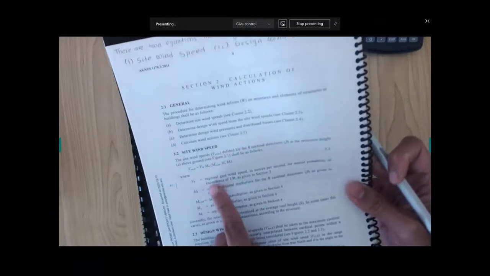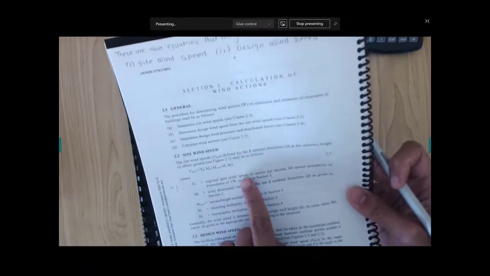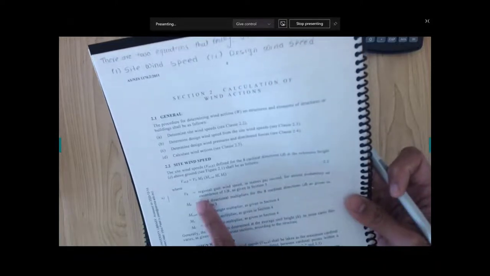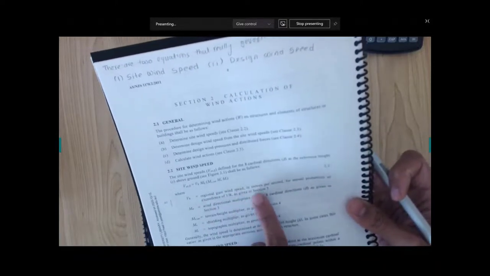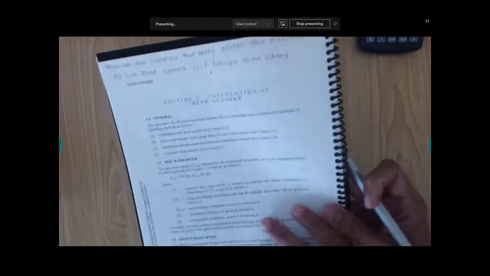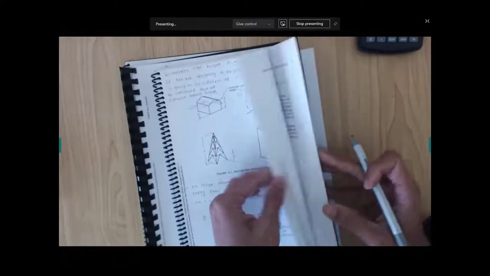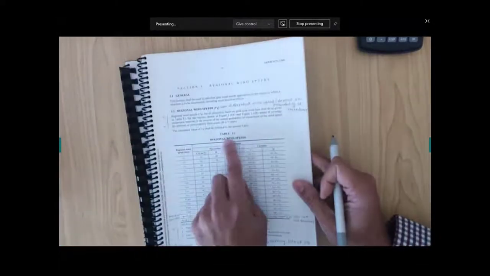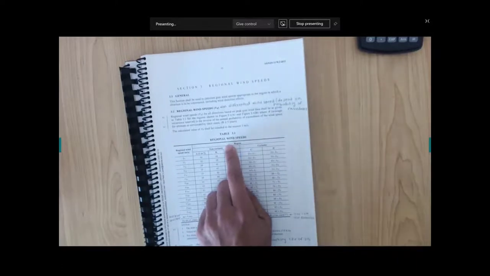So VR, regional gust wind speed in meters per second for annual probability of exceedance of 1 in R, is given in section number 3. So we need to go to section number 3. There you go, section number 3, and these tables will give you the regional wind speed.